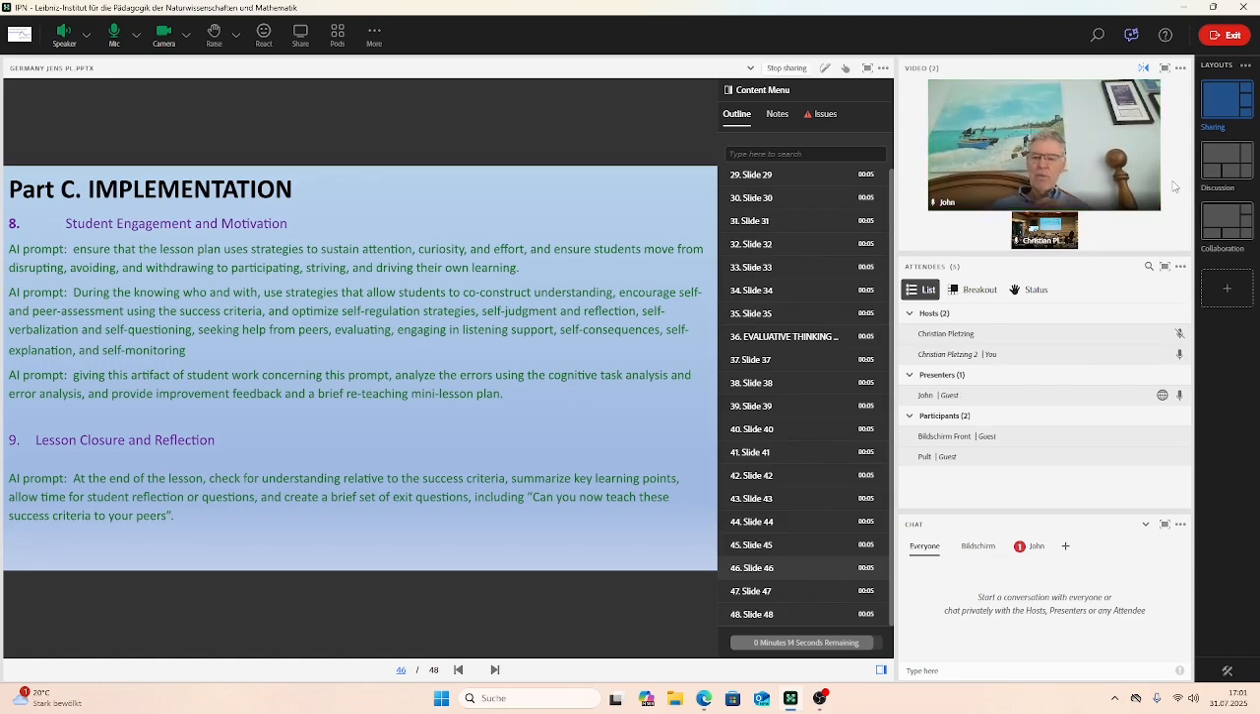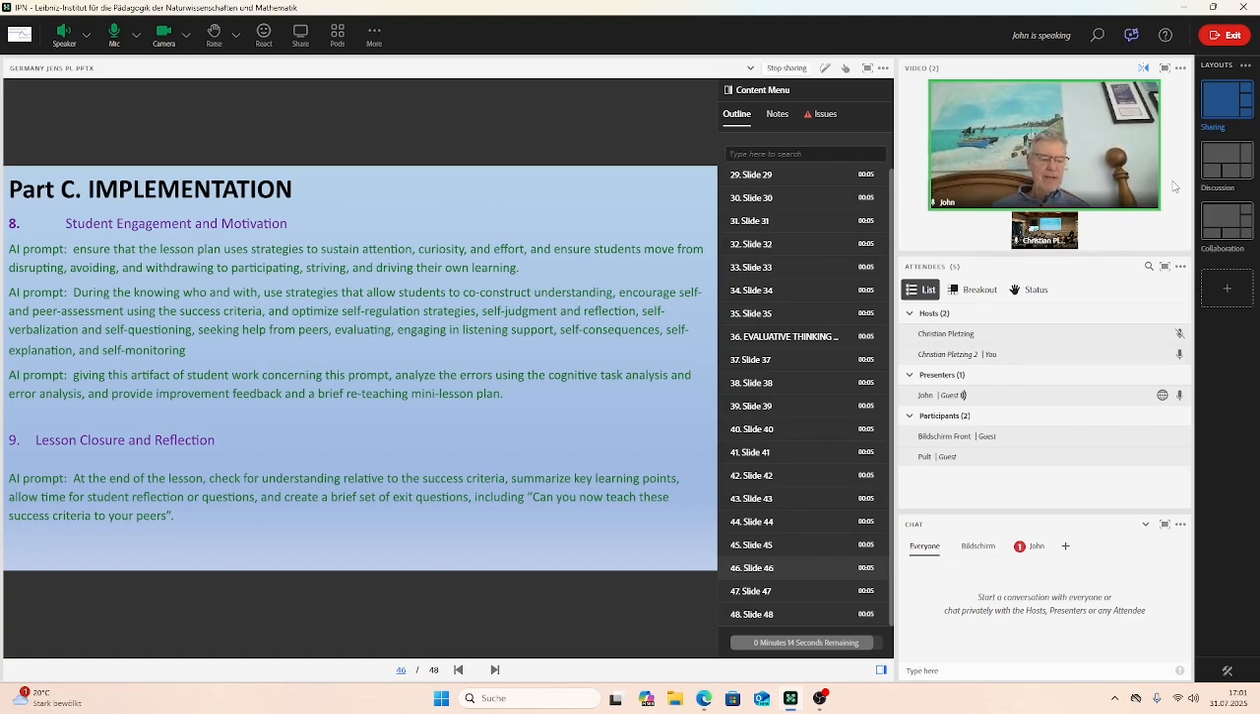We ask them, for example, given the artifact of students' work from a lesson and concerning this problem, analyze the errors. It's stunning how it's often much better than we as humans, because it gets down and deep at each child and says, this is where the student made the error, and here's how you can fix it, and create mini lessons for that student to fix it. And then we have some closure at the end about summarizing key learning points, allowing time for students to engage and reflect. And then, can you teach other students this?